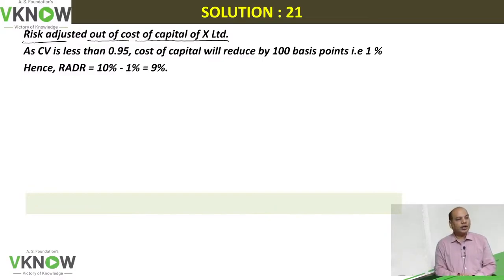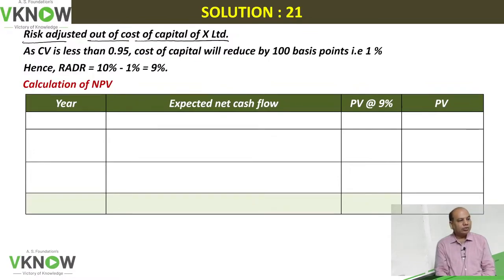Hence RADR, RADR means risk adjusted discount rate. Hence RADR is equal to 10 minus 1, 9%. Now write down calculation of NPV with 9% discount rate. Draw a table with 4 columns: Year, expected net cash flow, PV at 9%, and PV.